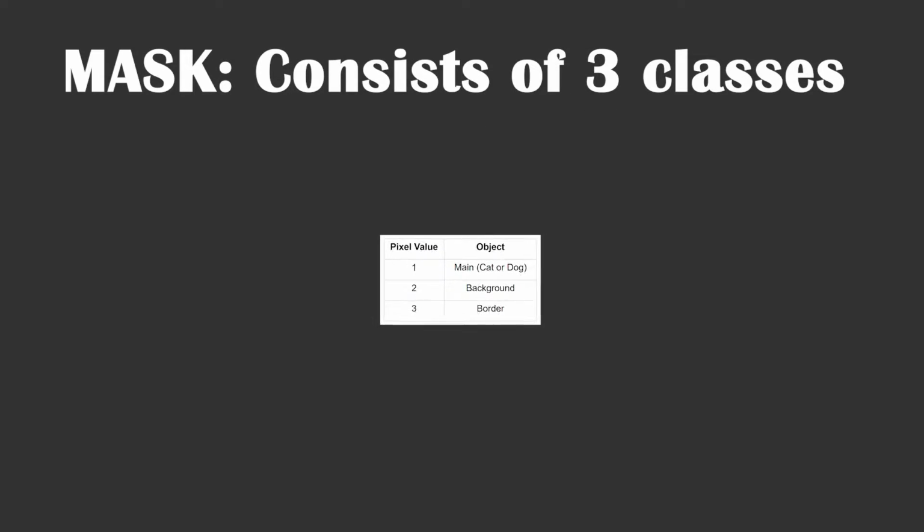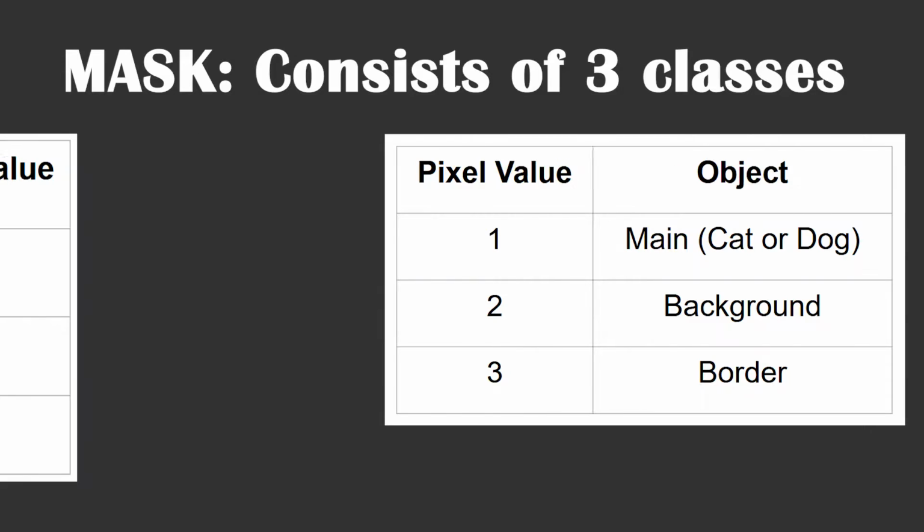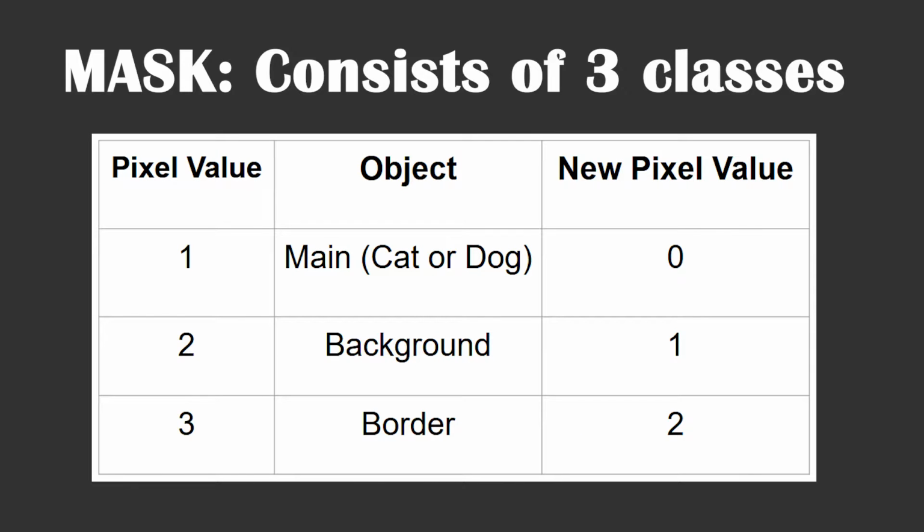So the mask consists of three classes and each class is represented by a fixed pixel value. The pixel value 1 represents the main object, pixel value 2 represents the background, and pixel value 3 represents the border class. For this tutorial we are going to convert these pixel values from 1, 2, 3 to 0, 1, 2 by subtracting 1. So the main object will now be represented by pixel value 0, background with pixel value 1 and border with pixel value 2. Now let's move on to the coding part.